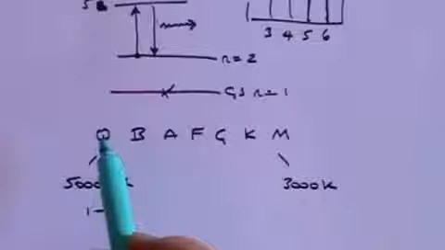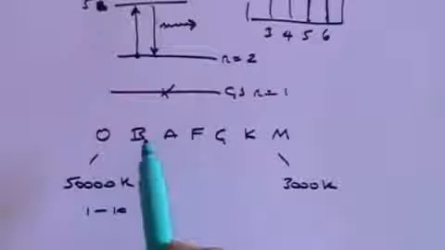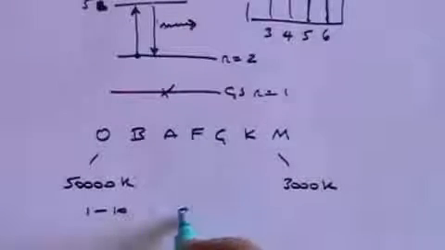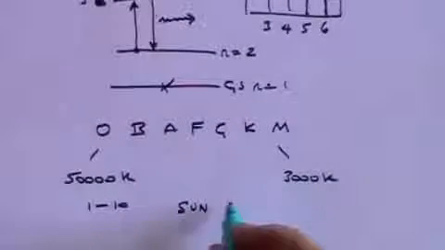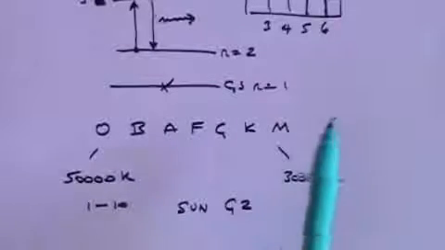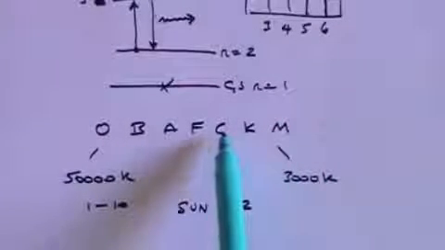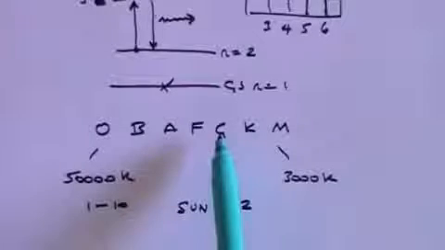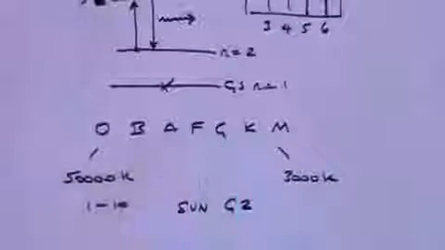So you can have an O1 up to an O10 star, a B1 to B10, and so on. The Sun, our very own Sun, is category G2. So you can see that it is at the cool end of the spectrum. It's about 5,800 degrees Kelvin as its surface temperature.